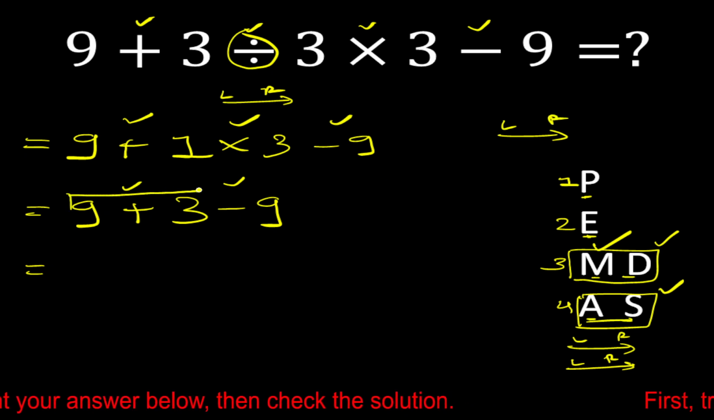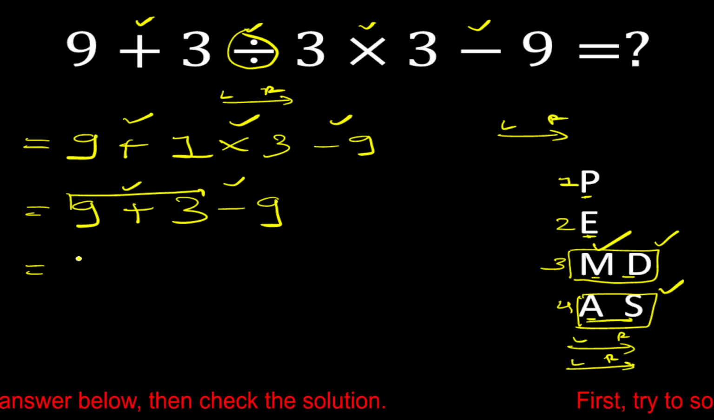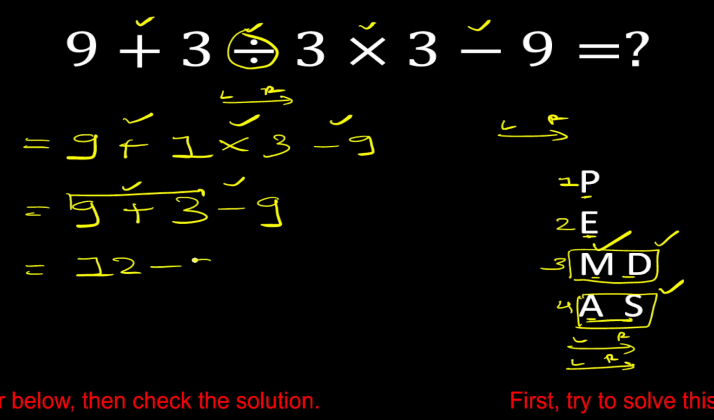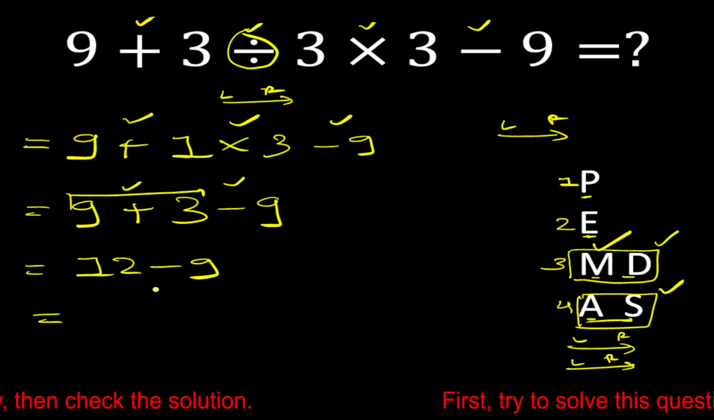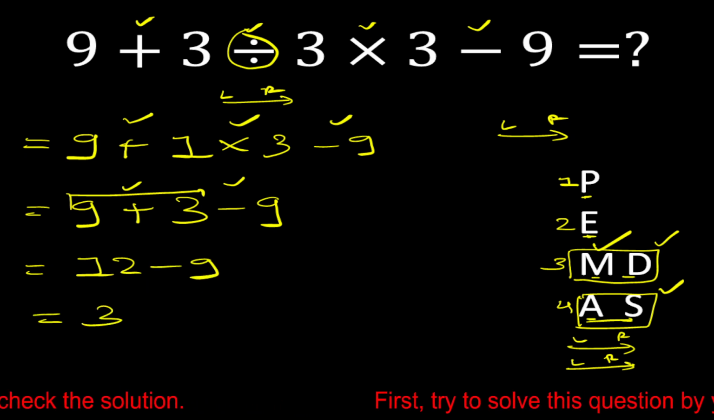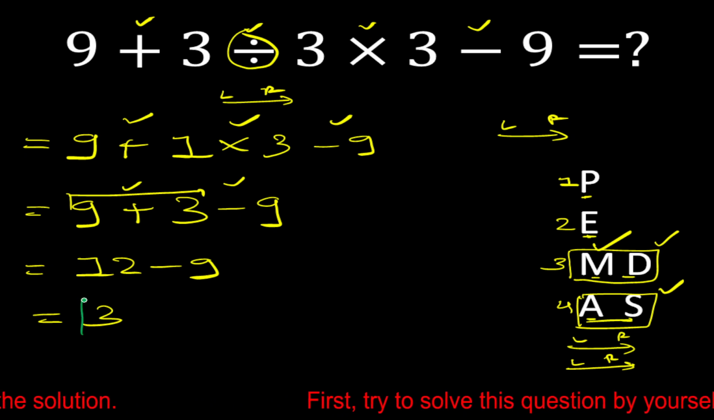So first we have to solve this addition. So 9 plus 3 is equal to 12 minus 9. Now 12 minus 9 is equal to 3. So the correct answer is 3. Okay.